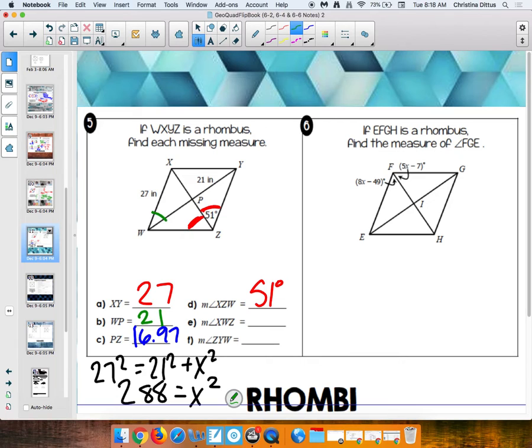XWZ, ooh, this whole angle. What do I know about the whole red angle? How'd you get 102? Yeah, 51 and 51 make 102. What do I know about angles that are next to each other? They're supplementary, they add up to 180. So 180 minus 102, this whole angle has to be 78 degrees.